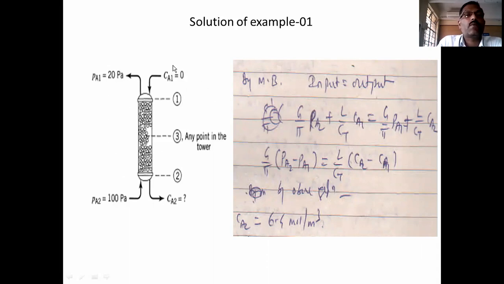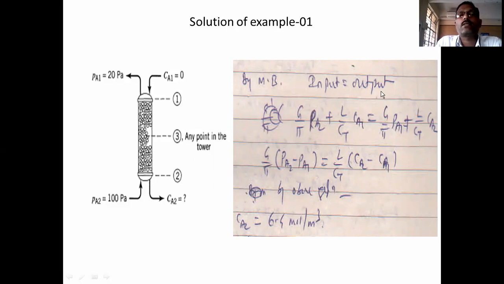Then what is CA1? CA1 is the concentration of A, and A is the impurity, the solute. This is pure water, and in the pure water initially there is no impurity. So CA1 is equal to 0 initially. The output is not given in the problem, so CA2 must be calculated by using the material balance equation.